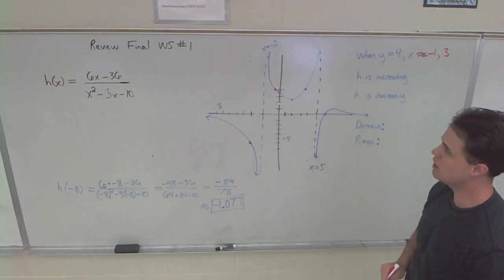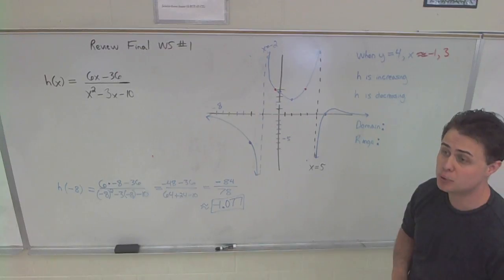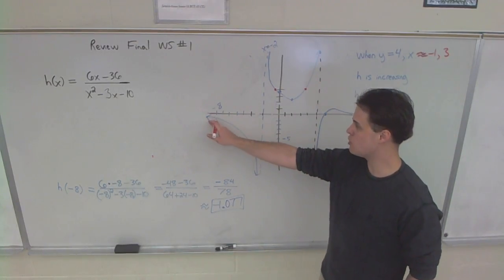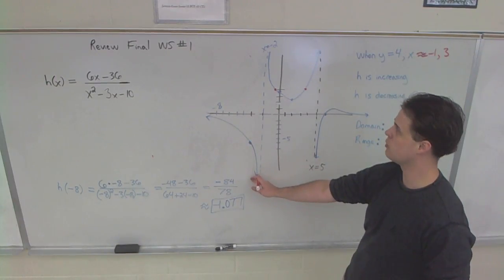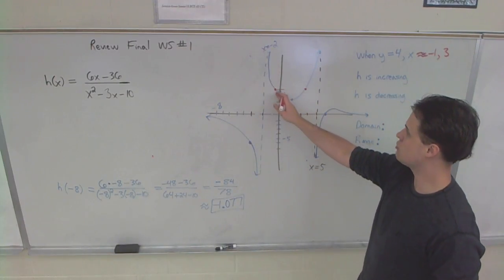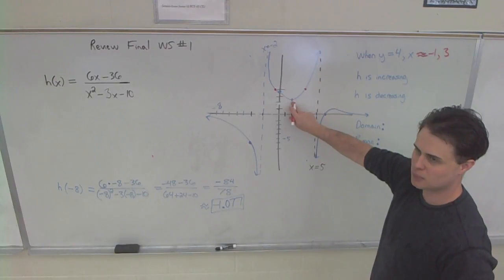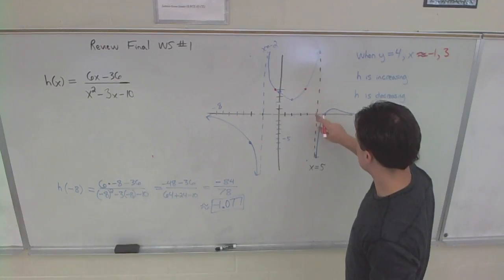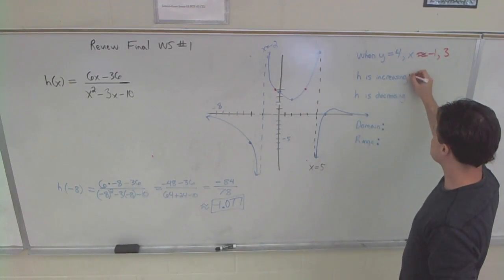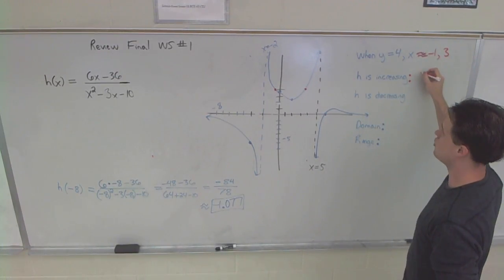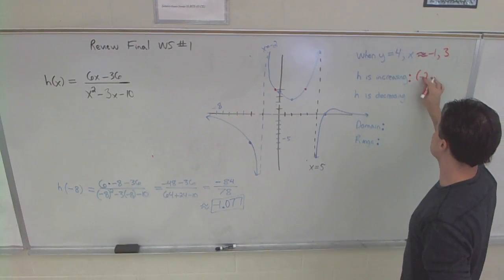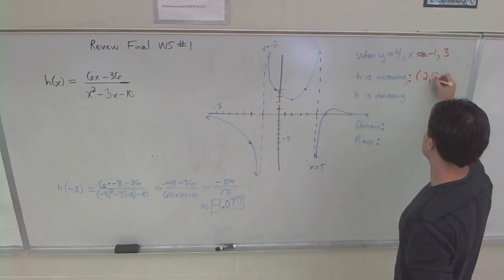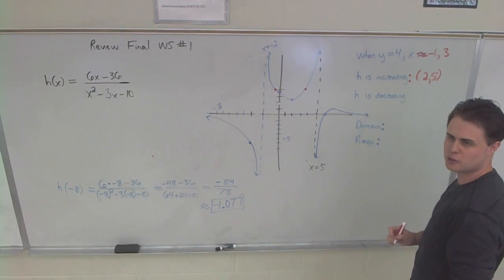Where is h increasing? Where is this graph going up? You read all this stuff left to right. Is it going up here? No, it's going down. Is it going up here? No, it's going down until about that spot. And then it's going up. So from here to 5. So you use interval notation to say that. You want to go from about 2, not negative 2, from about 2 right there anyway, to 5 it's going up. Is it going up anywhere else? No.